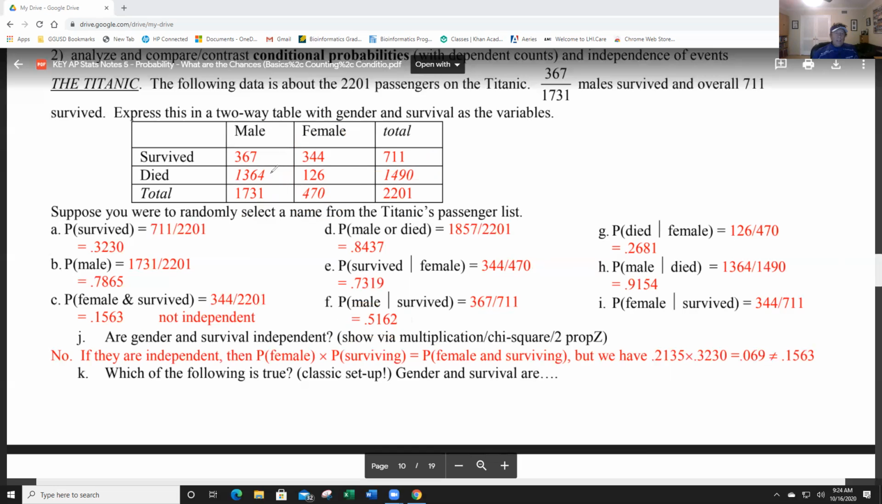Male, given that you died. Given that you died right here, what are the chances that you were male? That's 1360. Look at that. 91% of the dead were males. Holy smokers. 92%. That's amazing. Okay. And then female, given that you survived. Female, given that you survived, a little under half. Okay. That's actually the complement of this one, by the way. 1 minus that. Okay. The next one, are gender and survival independent?